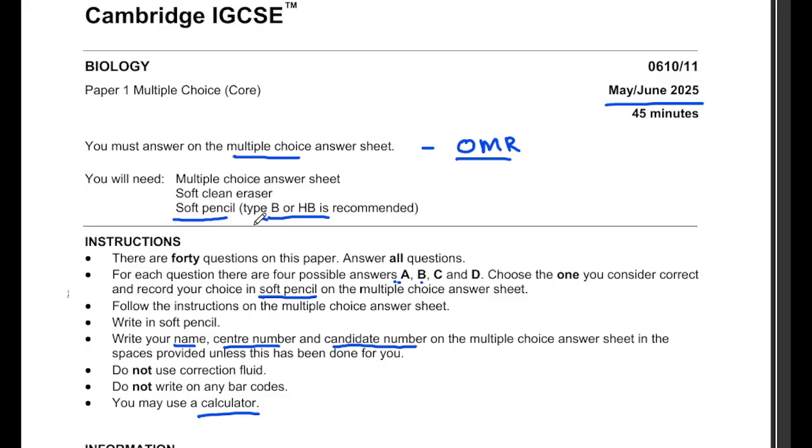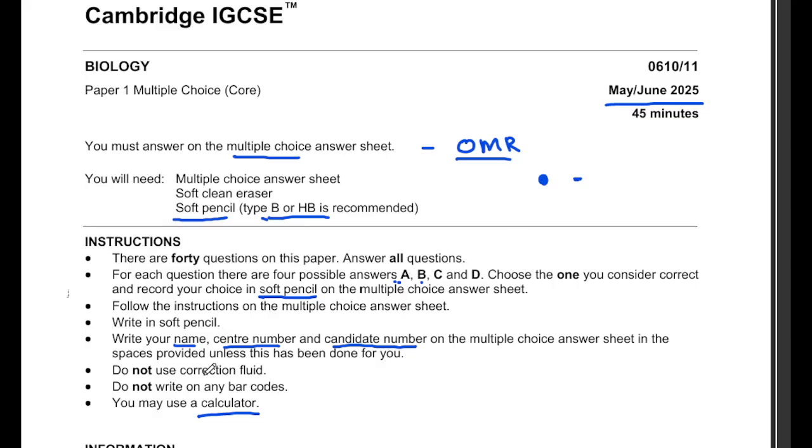Now this paper is multiple choice questions. 40 questions are there. You have four options A, B, C, D. Any one of it will be the correct answer, right? There is no negative marking. You have to bubble or put the correct answer with the help of a soft pencil. On the OMR sheet, the bubble you need to do in this way, okay? Don't do this kind of thing.